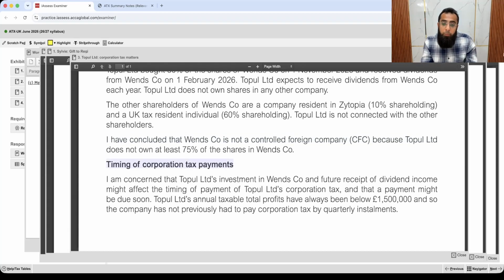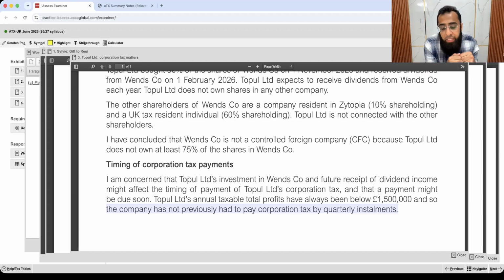Timing of corporate tax payment. I am concerned that Topul Limited investment in Vents company and future receipt of dividend income might affect the timing of the payment of corporate tax liability and that a payment might be due soon. Topul Limited annual taxable profits have always been below 1.5 million, and so the company has not previously had to pay corporate tax by quarterly installment.